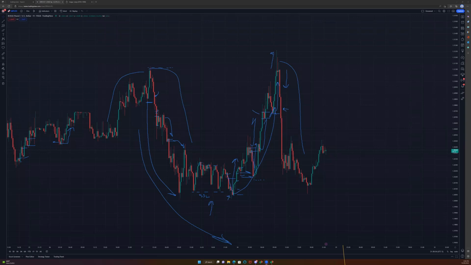Yes, it's fractal and you'll get buy models and sell models in between, but if you're able to recognize the shift like this and what side of the curve that you're on, you just trade along that side of the curve until the model's done.